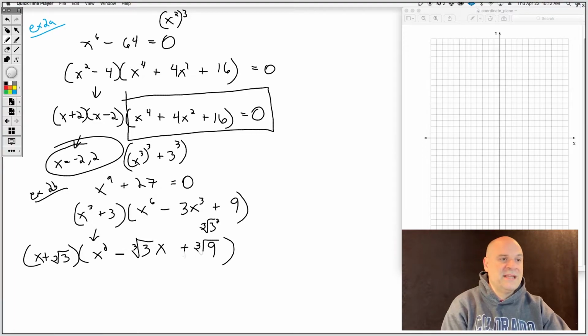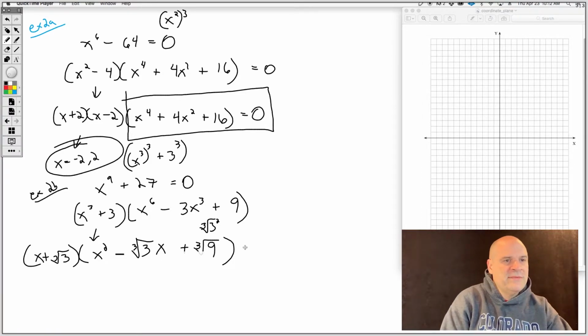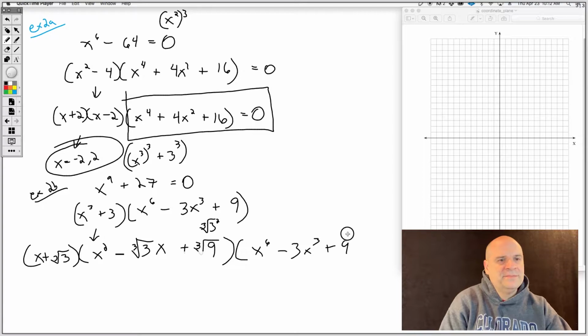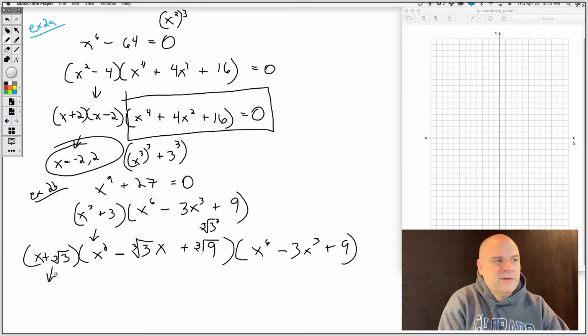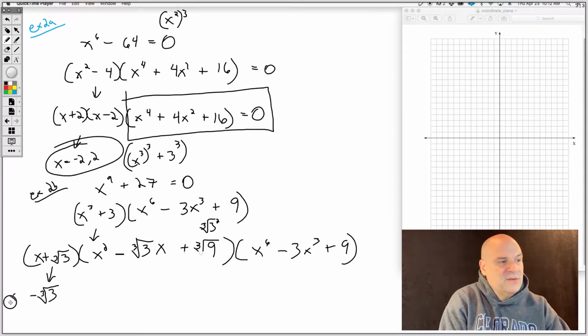and that's how you can find your solutions, because now that we have this quadratic equation, we can test it in our discriminant to see if there's a solution. And then we also have this guy, which is x to the 6th minus 3x cubed plus 9. Okay, so we already know that there's one root here. Well, what x will make this 0? Well, the opposite of whatever this is. So the opposite of the cubed root of 3 is one of our solutions, okay?